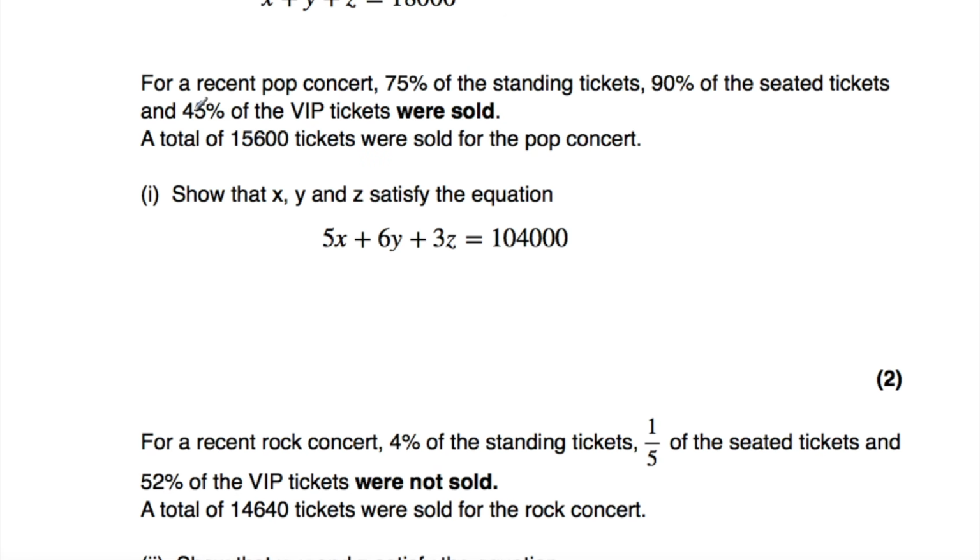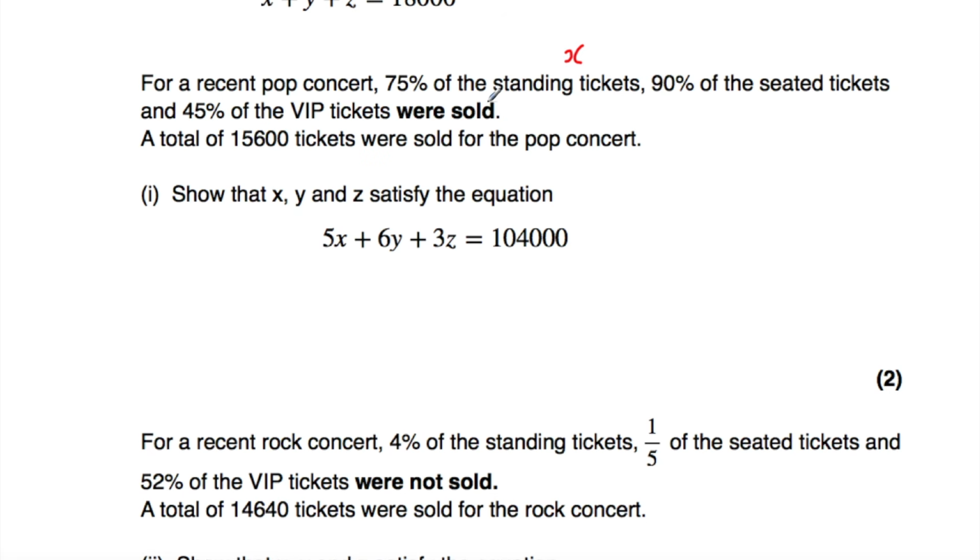Then if we go on down, we're told for a recent pop concert, 75% of the standing tickets, 90% of the seated tickets and 45% of the VIP tickets were sold. And a total of 15,600 tickets were sold for the pop concert. We've been asked to show that X, Y and Z satisfy this equation. Okay, so 75% of the standing tickets were sold. Well, the maximum number of standing tickets that can be sold is X, and if 75% of them is sold, what we would do is work out 3/4 of that.